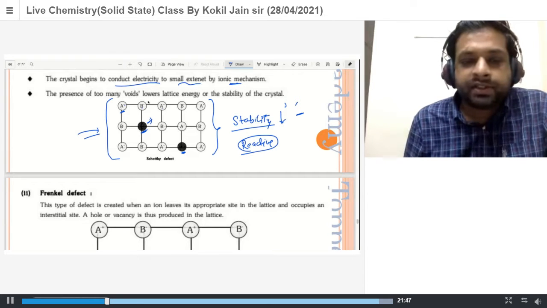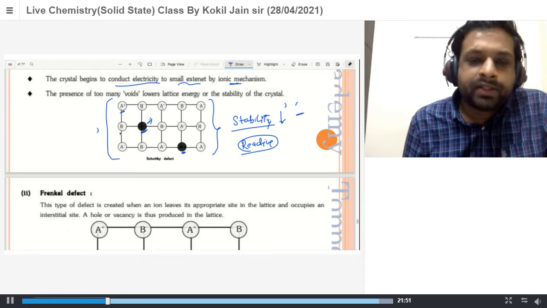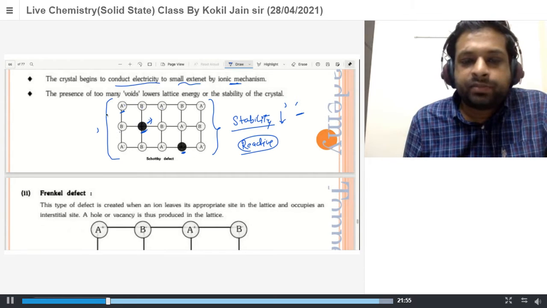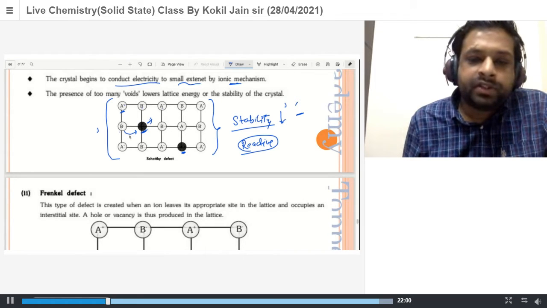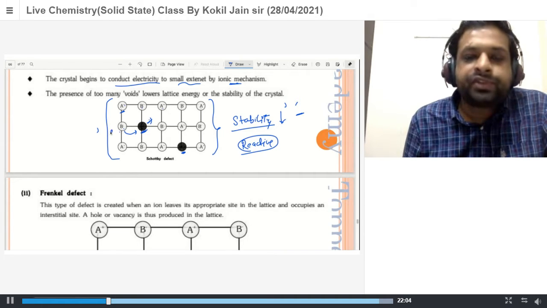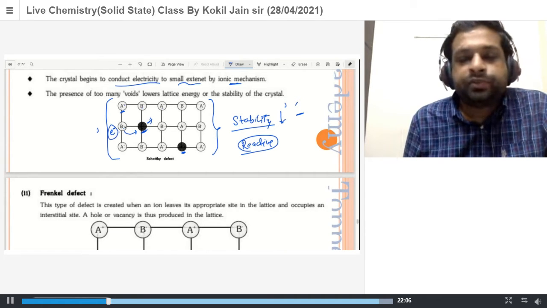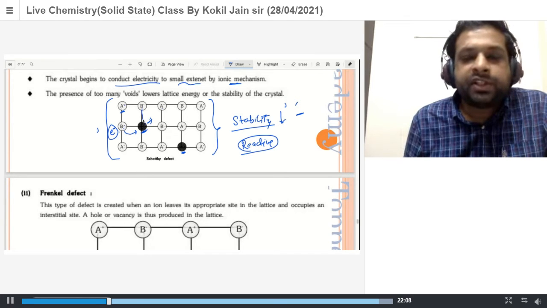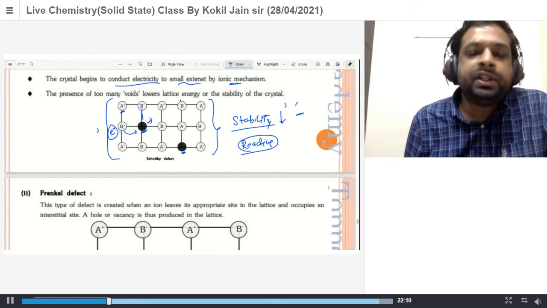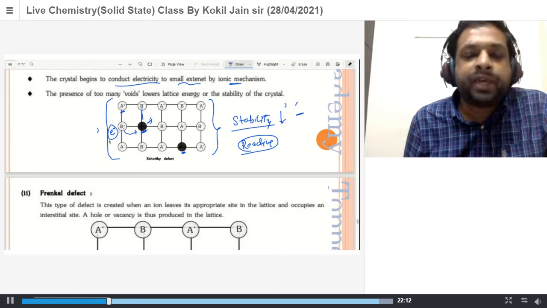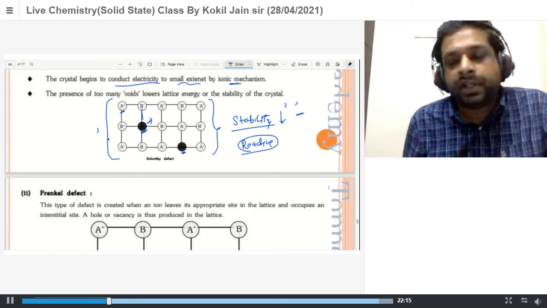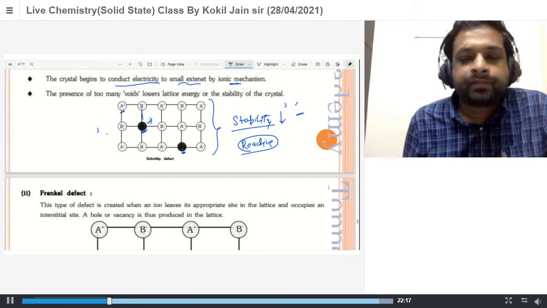What happens here is, this is a B minus ion, right? If another electron is present here, it will move to this position. Now this will move, and one electron will come up from the electricity here, so this will move to this position. That way the overall conduction of electricity will start to happen here. That is what happens in case of Schottky defect.